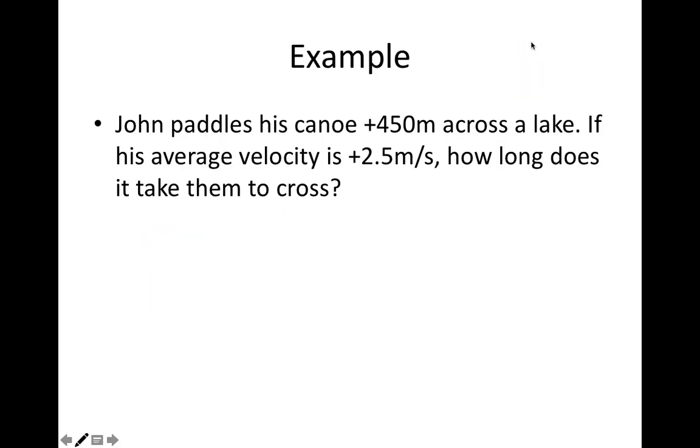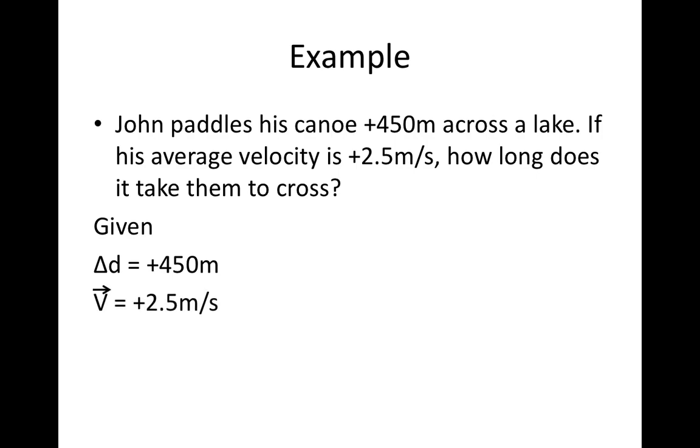So here's an example question. John paddles his canoe 450 meters across a lake. If his average velocity is 2.5 meters per second, how long does it take him to cross? So we write out our given information. In this case, we have our delta d is 450, and we have our velocity, it's 2.5 meters per second. It says how long does it take, which means how much time. So we're looking for delta t.